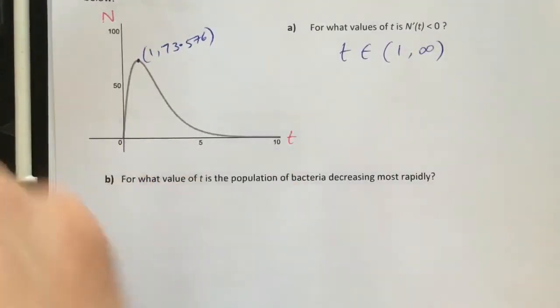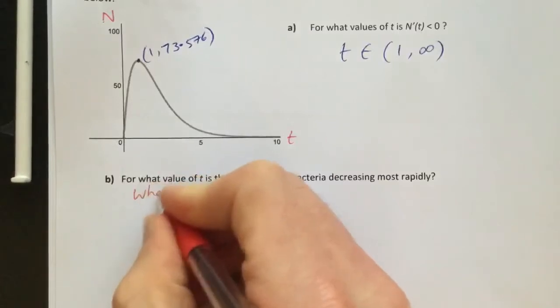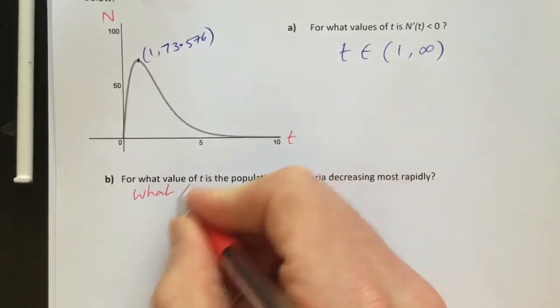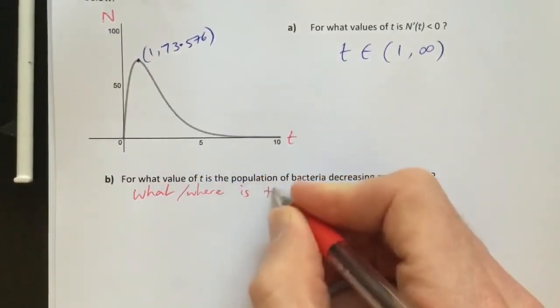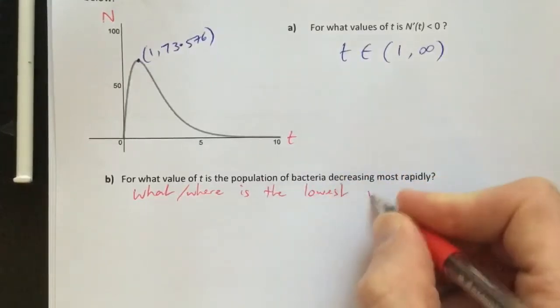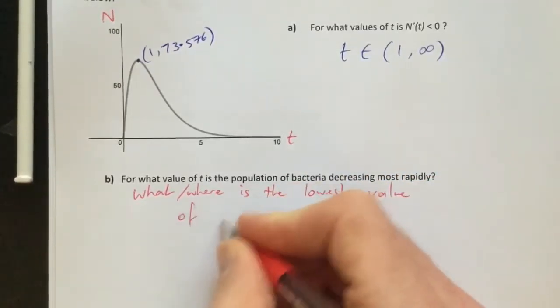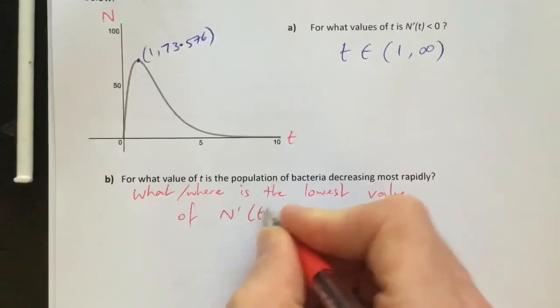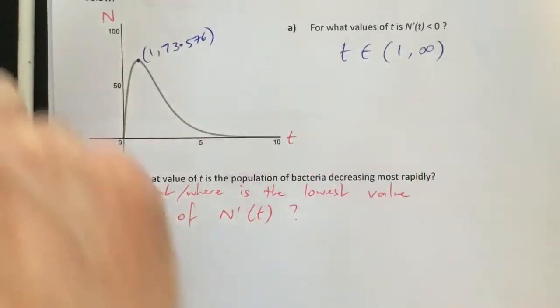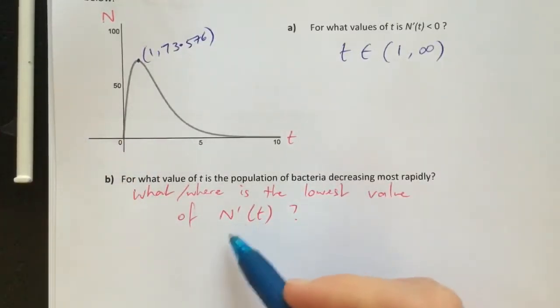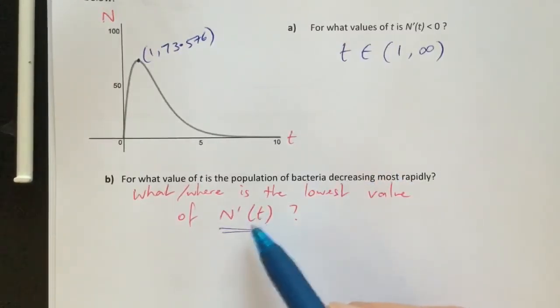In other words, what or where is the lowest value of the gradient, which is n dash of t. That's kind of what the question is asking us to do here. There's a couple of ways to tackle it, but probably what I would do is get the graph of the derivative and work out where that graph has a minimum.